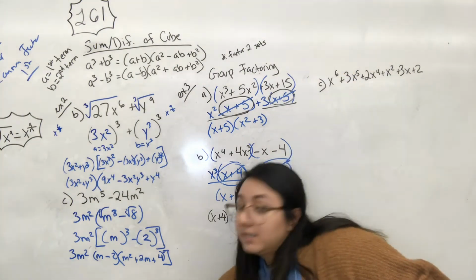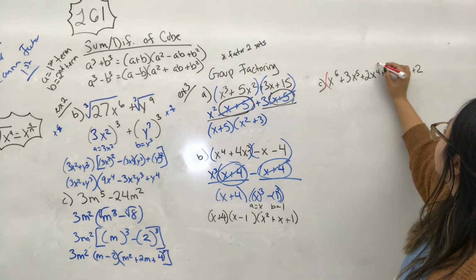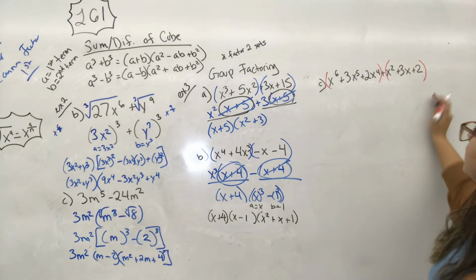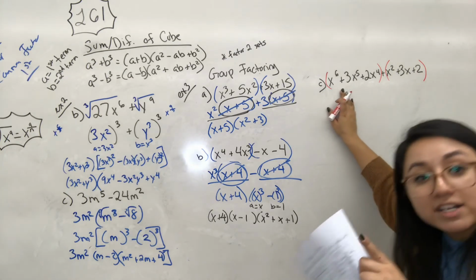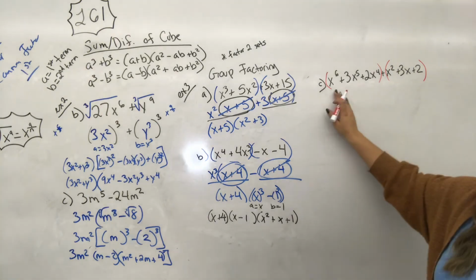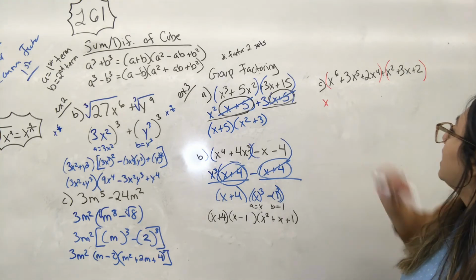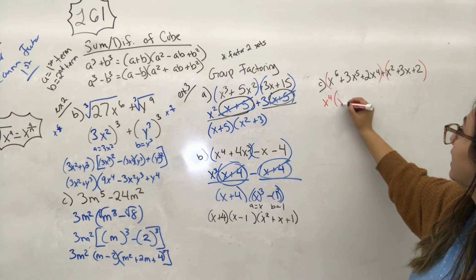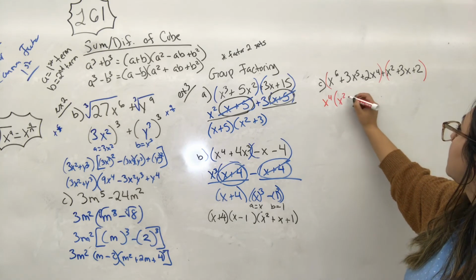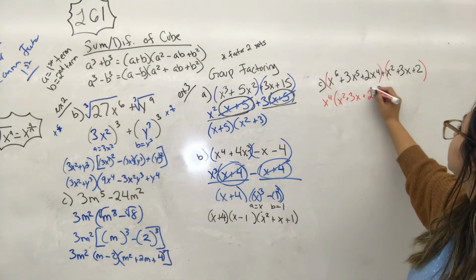So let me use a different color. Let me use red. So now we have the first 3 and the second 3. So your first 3, you factor out common factor first. Your first numbers here, you can't factor anything out. But you can factor out a variable. I can factor out x to the 4th. And when I factor that out, I get x squared plus 3x plus 2.